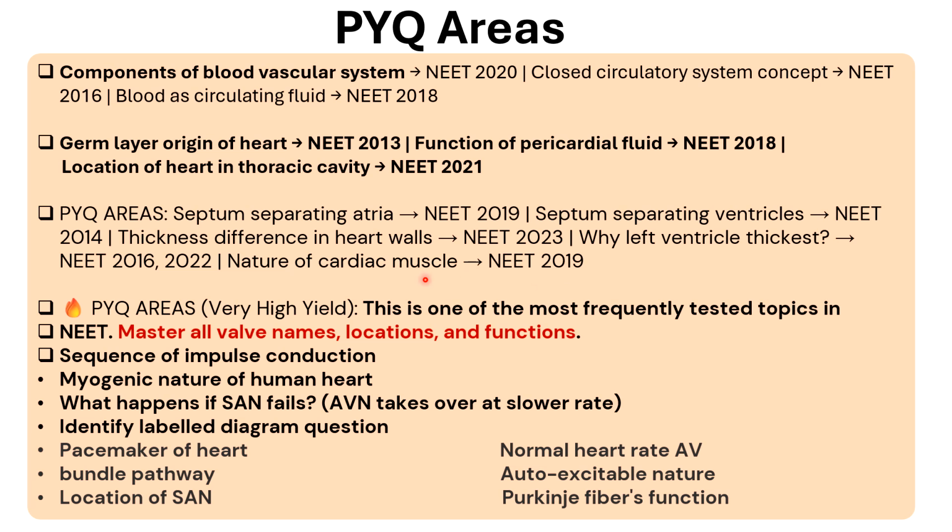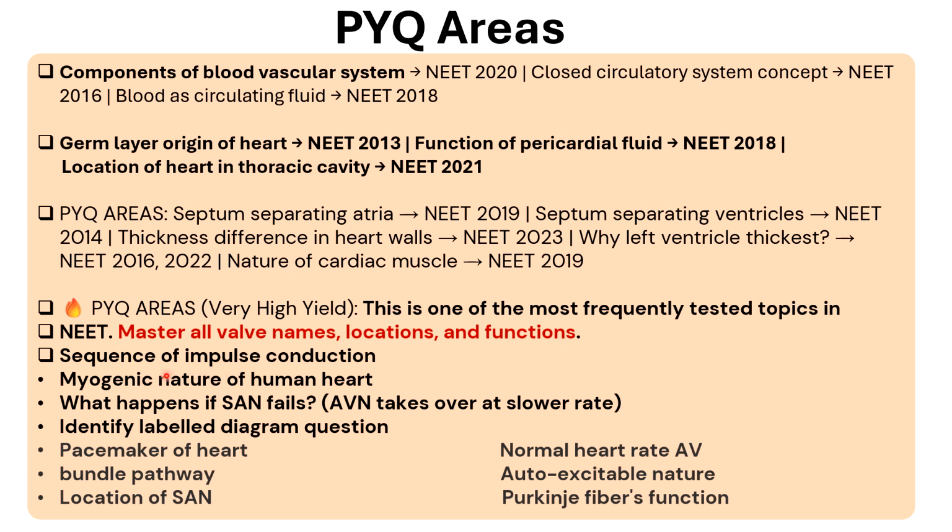You already know they are auto-excitable or myogenic in nature. Clear? Then master all the valve names. It is a very high yield area. Where are the valves located and what is their function? Between the atria and ventricles, on the right side you have the tricuspid, on the left you have the bicuspid. Between the right ventricle and the pulmonary artery you have the pulmonary semilunar valve, and between the left ventricle and the aorta you have the aortic semilunar valve. Clear? You have to remember all that.